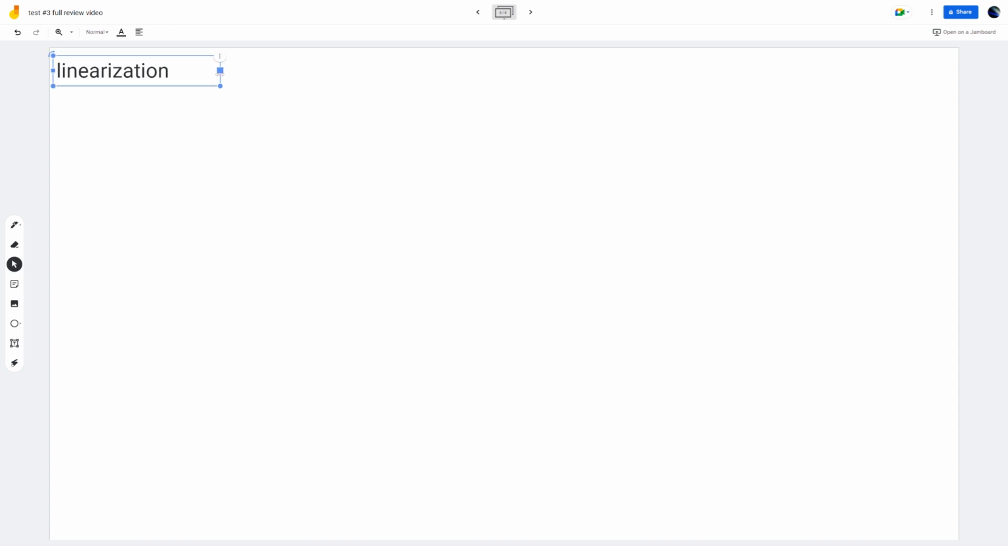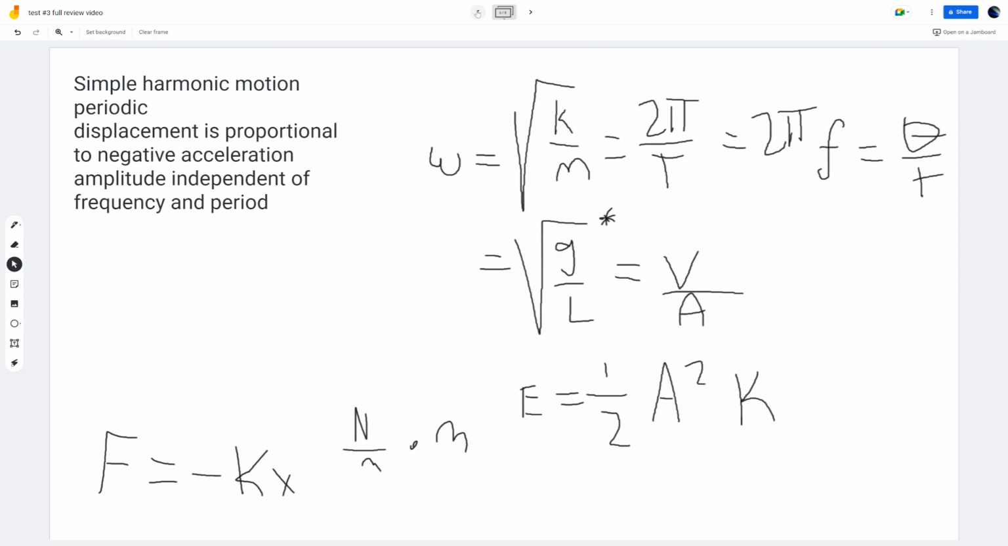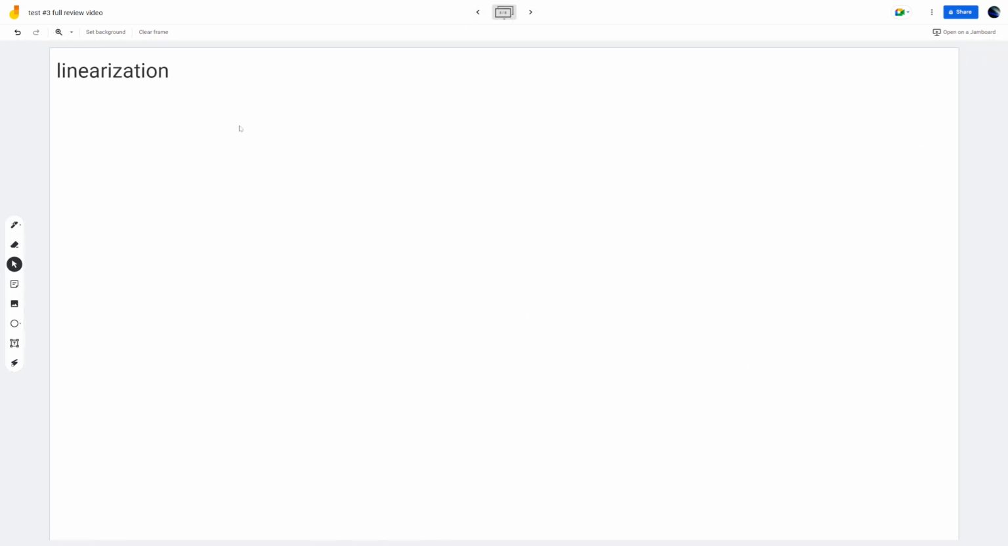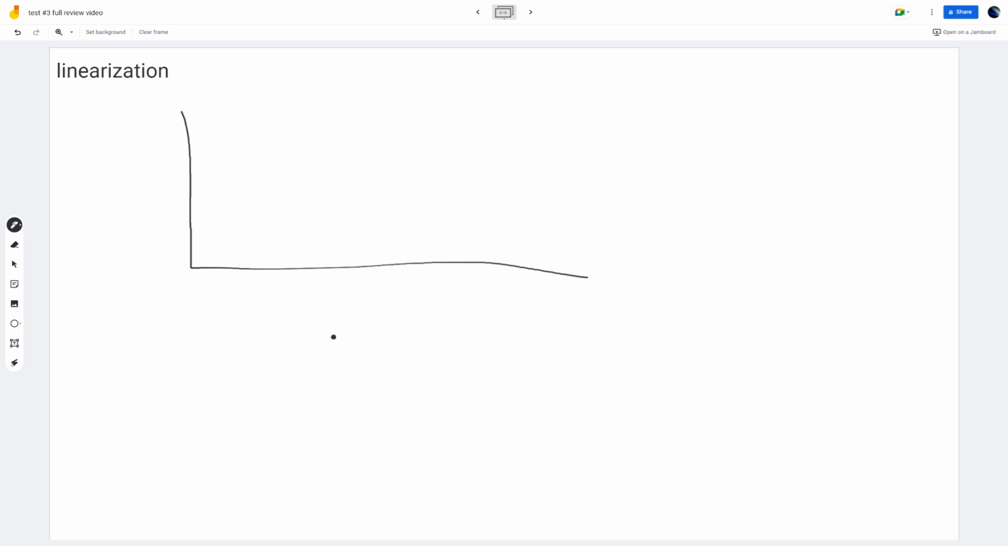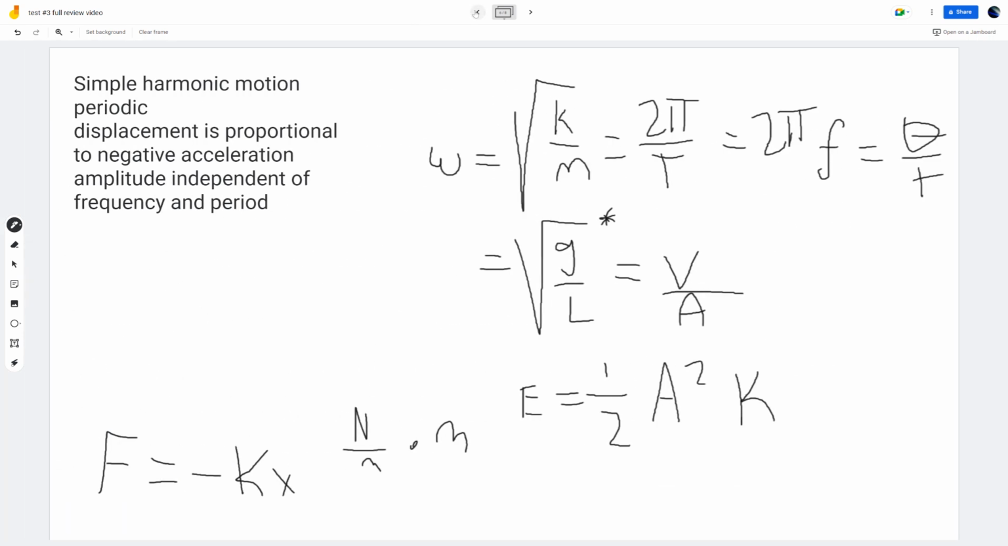Linearization. So basically, for this, he said it's probably going to be part of the test, I believe. It's going to be like graphing something versus something. Let's use an example here. How about frequency versus k, right? So frequency versus k. I'll just do an example sort of problem here.